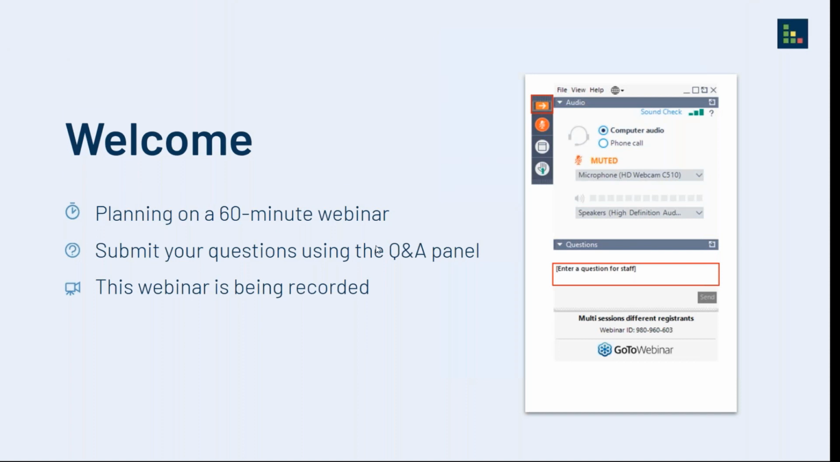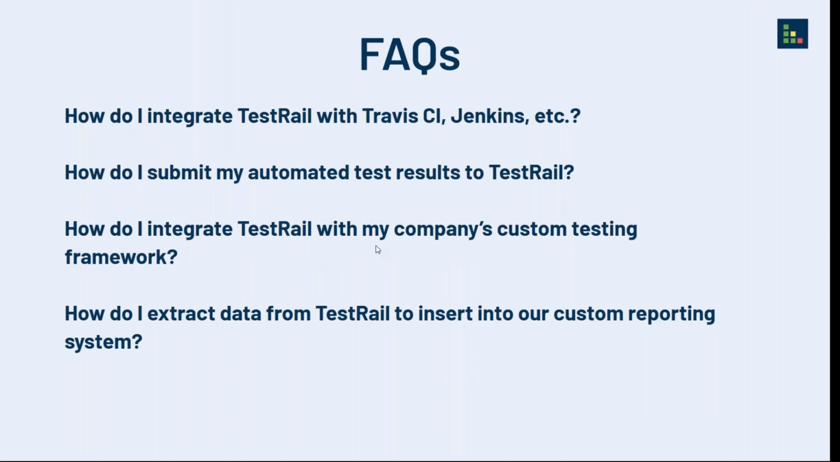The reason for this webinar is that we get a lot of general questions from customers. How do I integrate TestRail with Travis CI, Jenkins, etc.? How do I submit my automated test results to TestRail? How do I integrate TestRail with my company's custom testing framework? How do I extract data from TestRail to insert into a reporting system? And so on. Can I integrate TestRail with Selenium? We get a variety of questions of this theme.